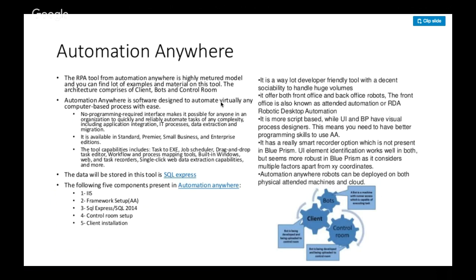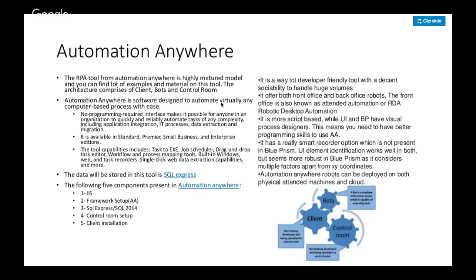Clients are the ones you can connect to these control rooms to view what is happening and do process definition. Bots are the ones that run the specific processes. Automation Anywhere is one of the oldest RPA tools, and it's best suited for robotic desktop automation.